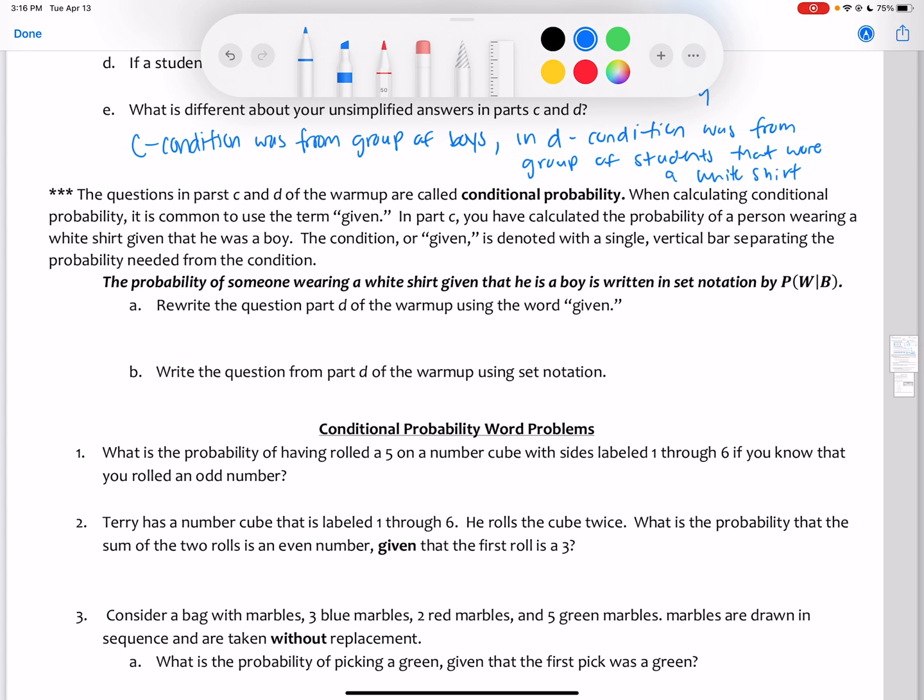I keep saying it sets a condition, but we also can use this word "given." So anytime you see "given" in your phrasing, that's going to be an indication that it's conditional probability. So the way that we notate it is this: P(W|B), but I read it as probability of wearing a white shirt given, so that little line right there represents "given," they were a boy.